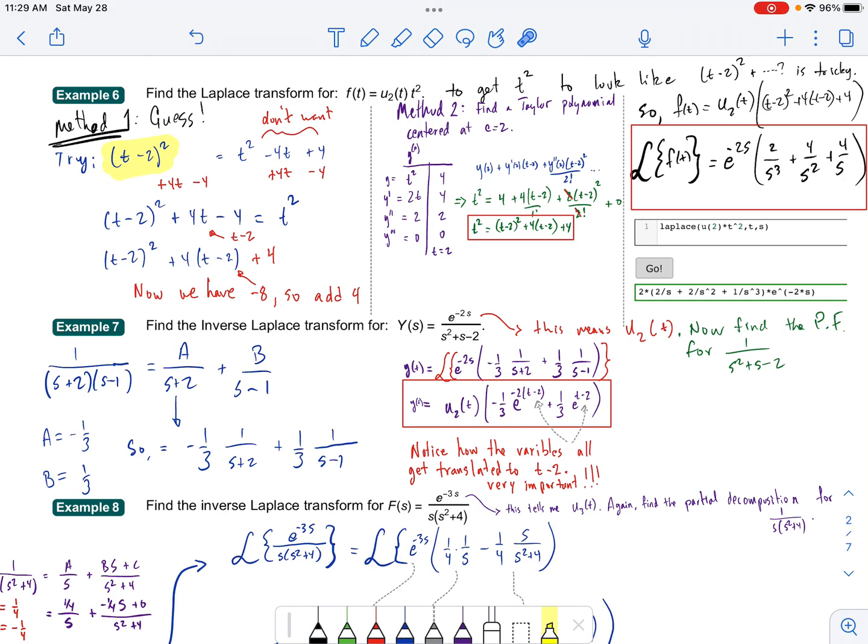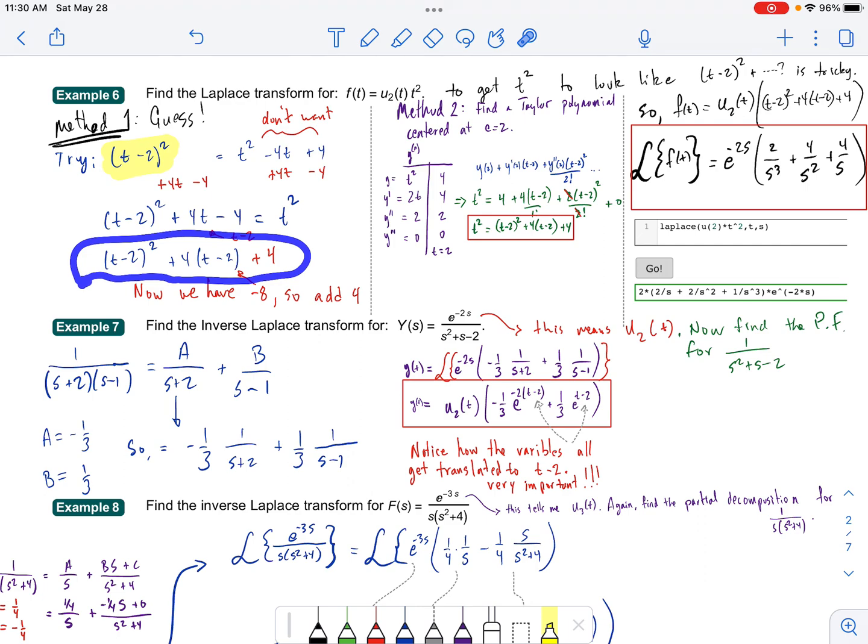But here I have another problem. This t right here also needs to look like t minus 2. So I'll replace the t with a t minus 2, but now I can see that if I multiply back through by 4, I'm really going to get a negative 8 right here. I don't want a negative 8, so I'm going to add 4 more to it so that I get negative 4, which is what I need. So my actual function, t squared, written in terms of t minus 2, is t minus 2 quantity squared plus 4 times t minus 2 plus 4.